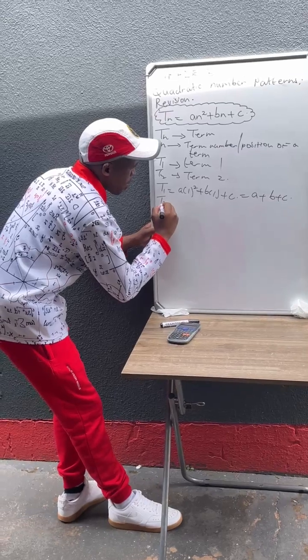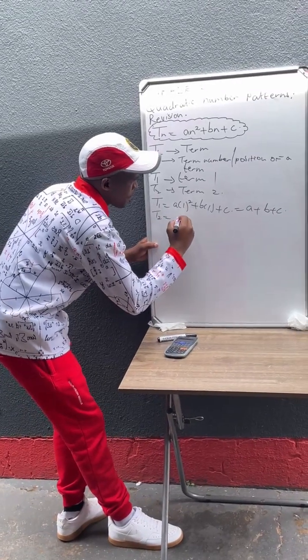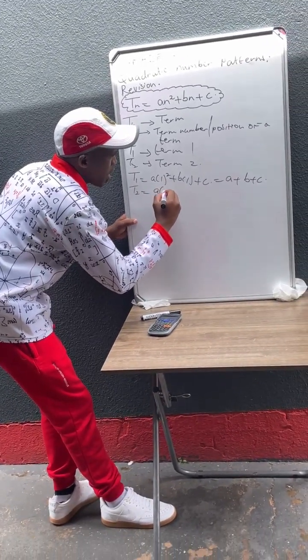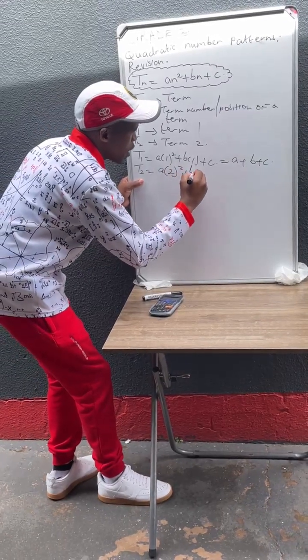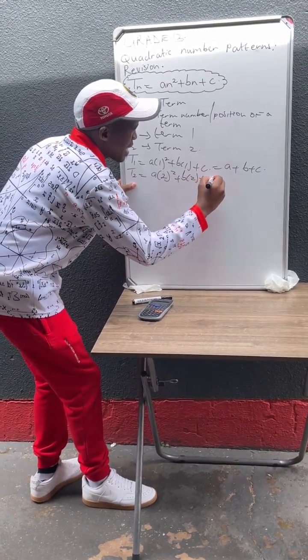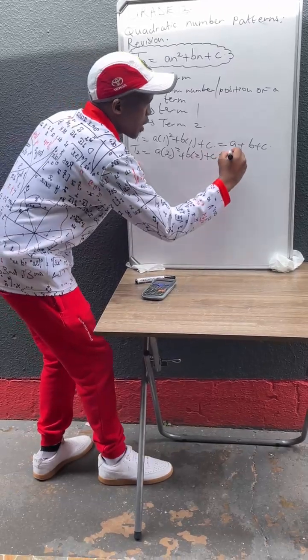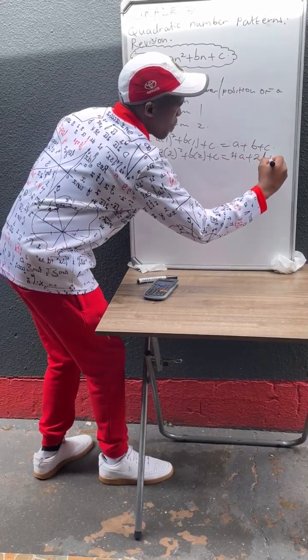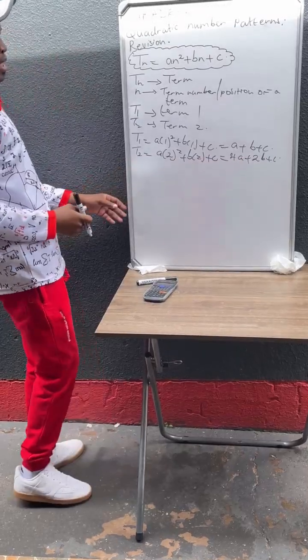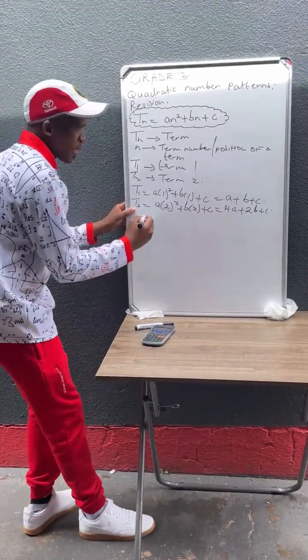So let's go to term number 2. Now I'm going to have a into 2. Where I see n, I put 2, squared, plus b into 2 plus c, which is the same as 4a plus 2b plus c. That is term number 2 in that particular case, right?